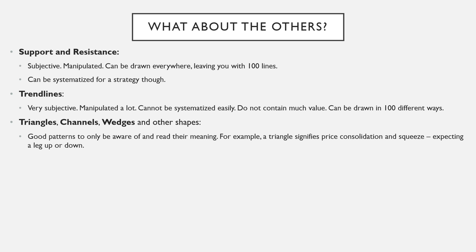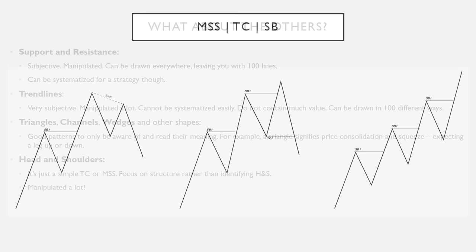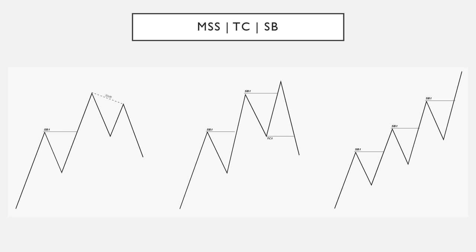Head and shoulders, favorite formation of everyone. It is just a simple trend change or a market structure shift, which I'm going to tell you right now. Okay, and this is also manipulated a lot. There are like three ways of head and shoulder formations. You don't want to make it too complicated. Okay, there are the three formations you have to know: market structure shift, trend change, and structure breaks.